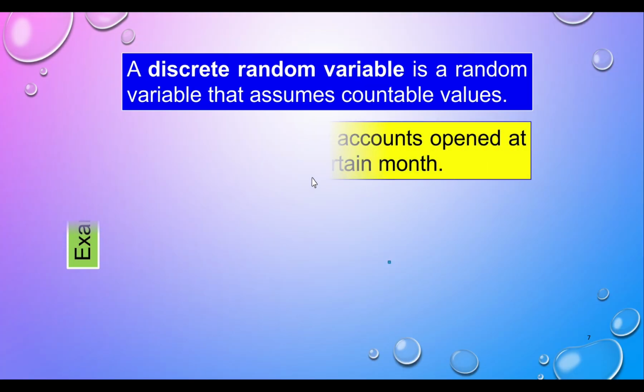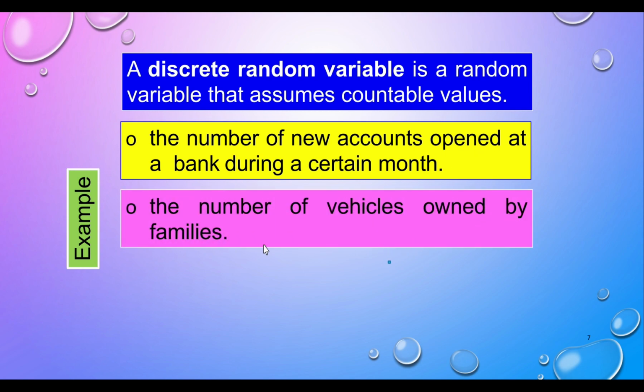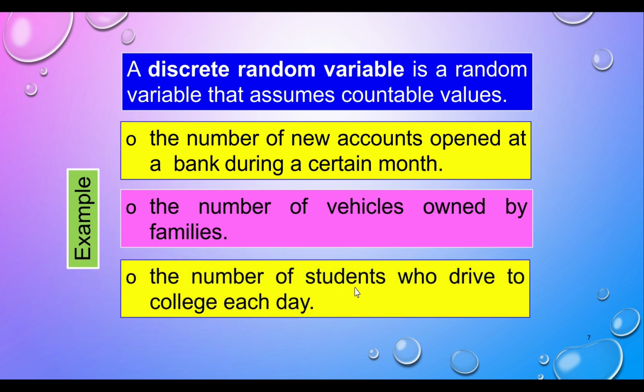Other examples of discrete random variables are the number of new accounts opened at a bank during a certain month, the number of vehicles owned by families, or the number of students who drive to college each day.